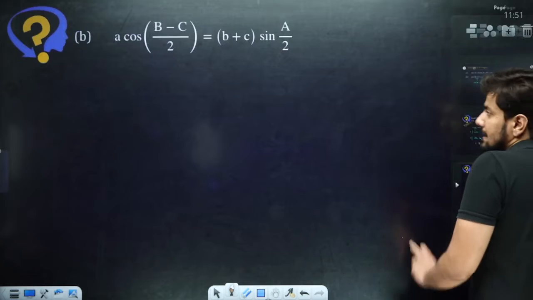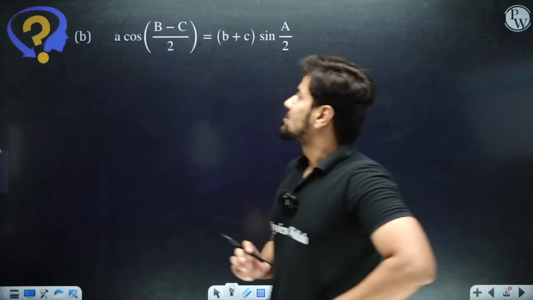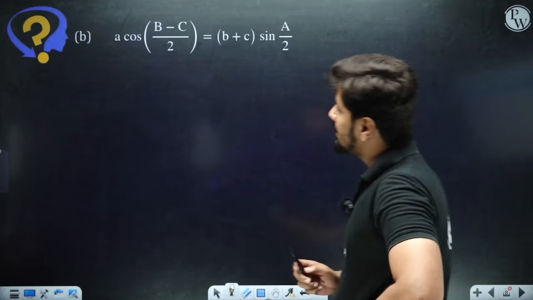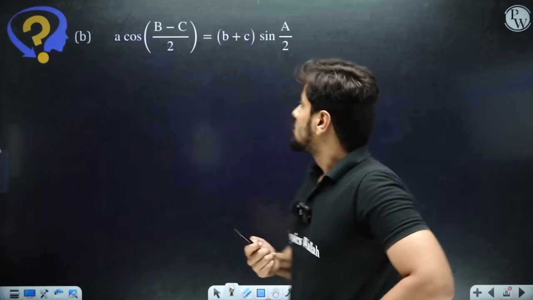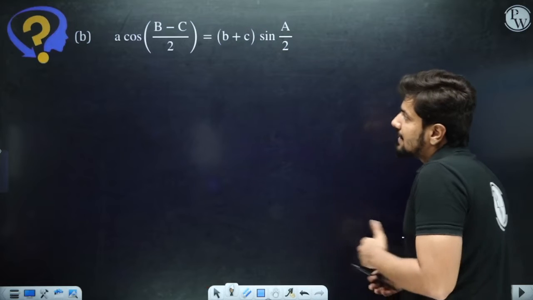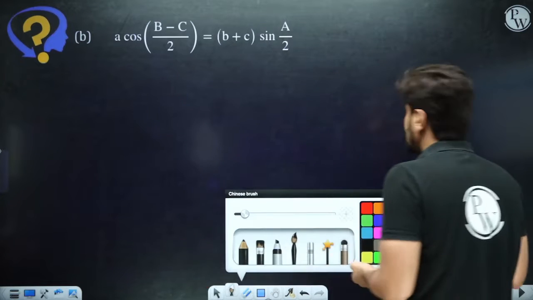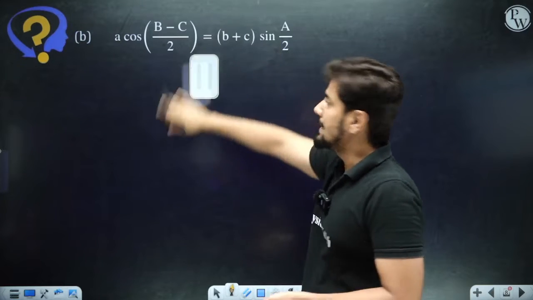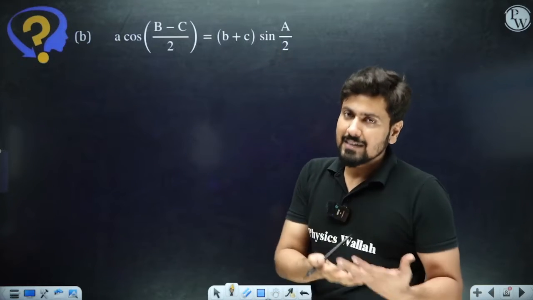Now moving ahead to the next question. A times cos of (B minus C) by 2 is equal to (B plus C) times sine of A by 2. We have to prove that. So either you can go from the left hand side or from the right hand side, whatever works for you. Suppose I solve the right hand side over here, it's easy to write sides in terms of angle.